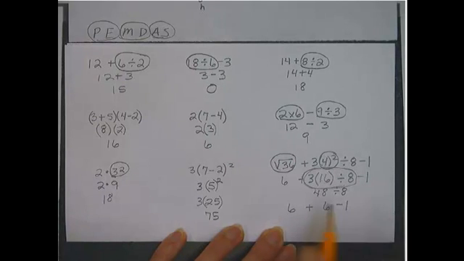You can see the last thing I need to do is addition and subtraction. And I can just do a running tally here. 6 plus 6 is 12. Minus 1 would give me 11.